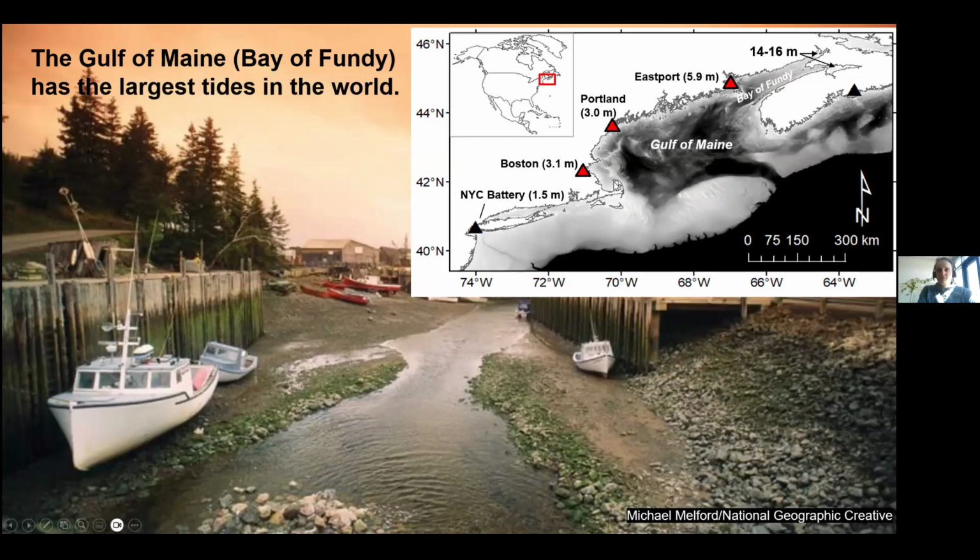If you're south of Cape Cod, in this area called the New England Shelf region, tidal range is less than 2 meters. But as soon as you enter the Gulf of Maine, the southern part of the Gulf, tidal range is about 3 meters, increases to 6 meters at the entrance to the Bay of Fundy, and then reaches 14 to 16 meters all the way in these northeastern embayments. And those are the largest tides in the world.